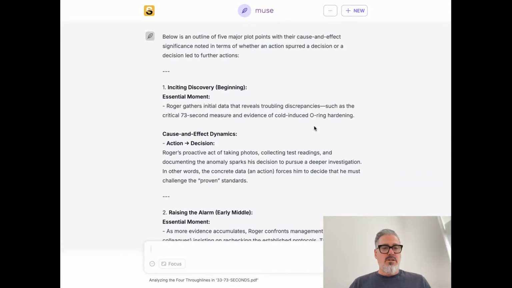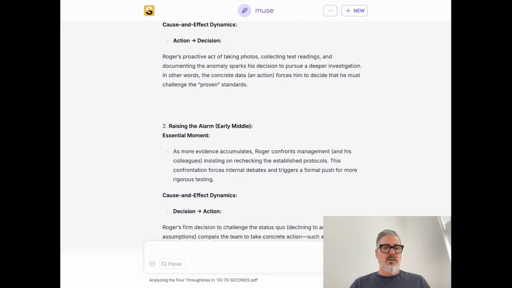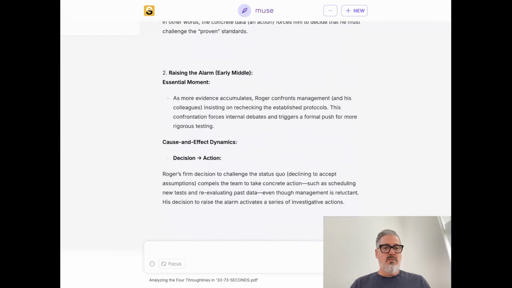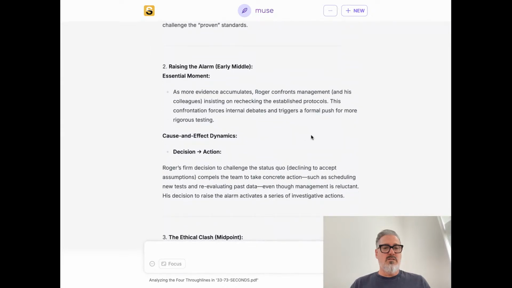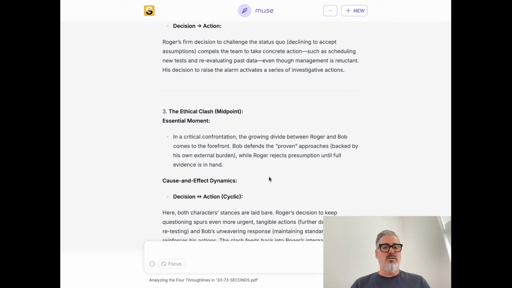All right. Roger gathers initial data that reveals trouble and discrepancies. That's an action. Yeah, an action that forces a decision. Two, early middle. As more evidence arrives, Roger confronts management, insisting on rechecking established protocols. This confrontation forces internal debates and triggers a formal push for more rigorous testing. That's decision to action. That's good. This one's decision. Oh, this is cyclic.